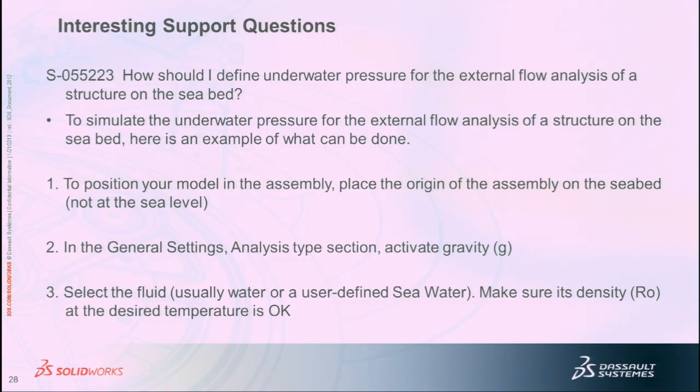So to position your model assembly, place the origin of the assembly on the seabed, not at sea level. So you would create an external analysis, okay? And then you would create a flat plate representing the seafloor, and you would want the origin right at the seafloor. And then in the general settings analysis, you activate the gravity command, okay, to turn on the rho g h term. And then select fluid, usually water, or you can input the seawater component. It's a little bit different, the density and things change. And make sure that the density is at the desired temperature. So don't forget, as you get deeper, it gets colder and colder.